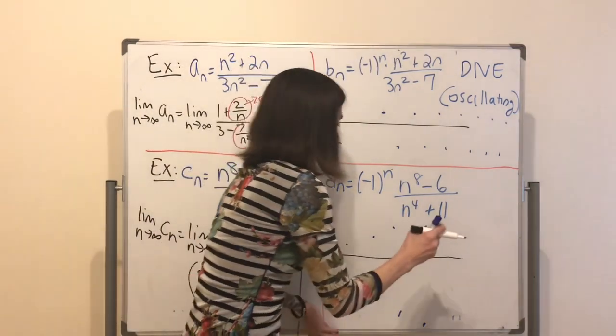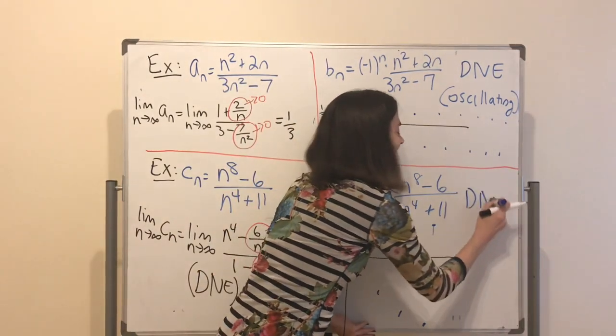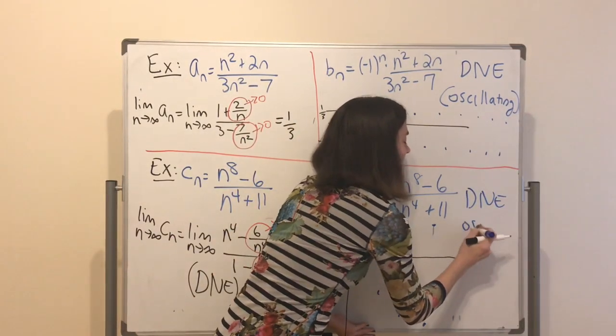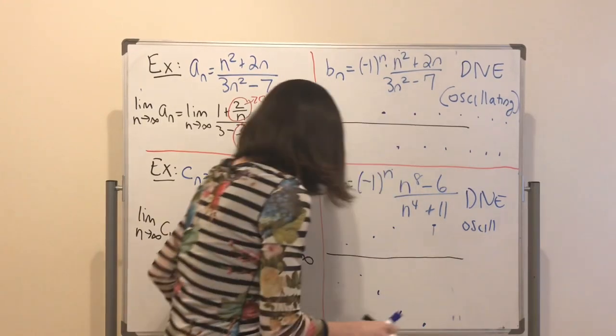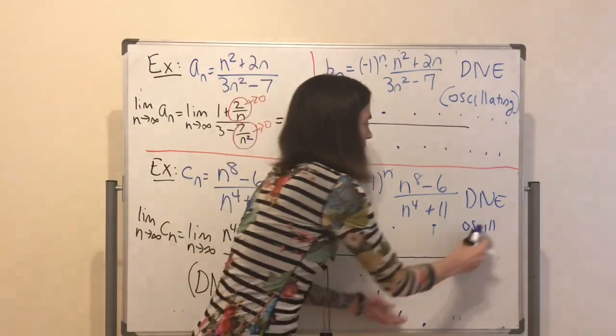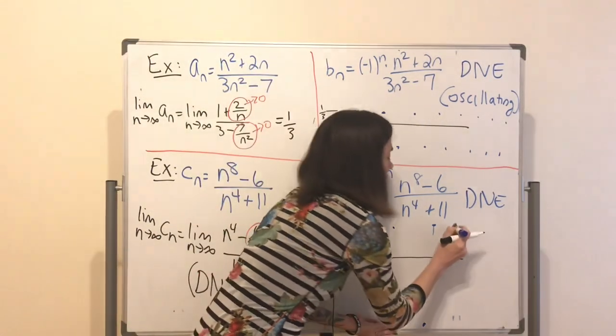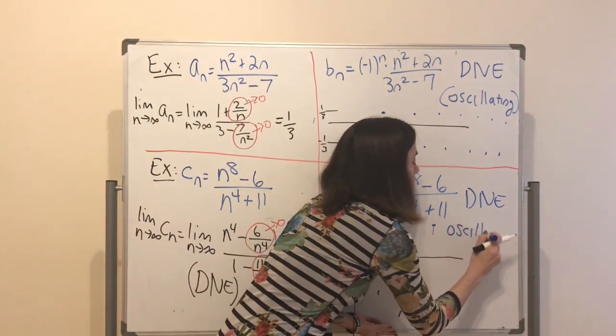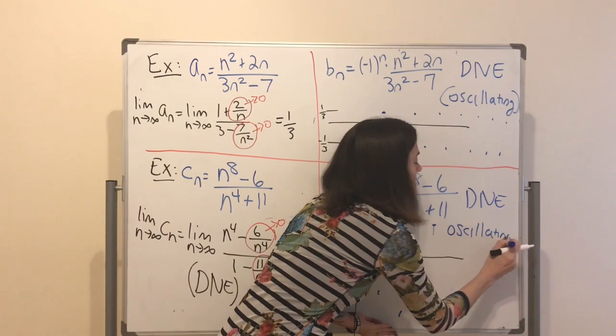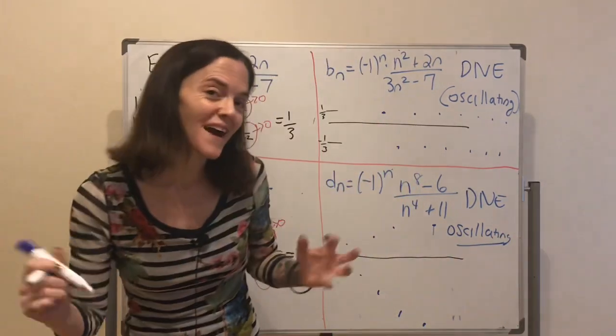My picture is not very great. Because it's oscillating, it's not going to infinity. I think I need a little more space to write the word oscillating. It's not going to infinity or minus infinity. It is bouncing around positive, negative, but growing in absolute value.